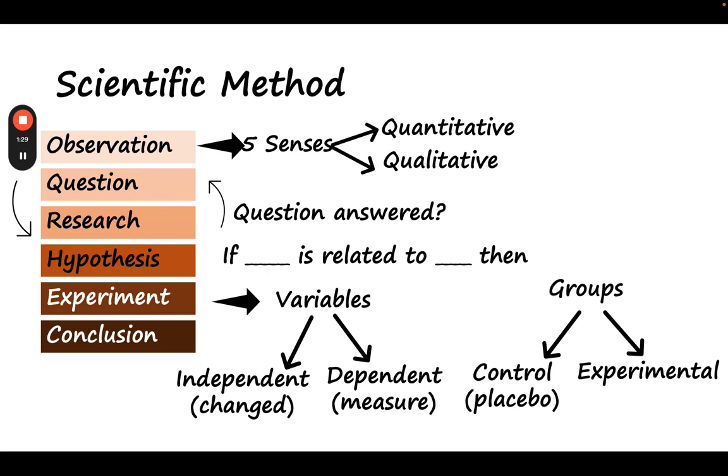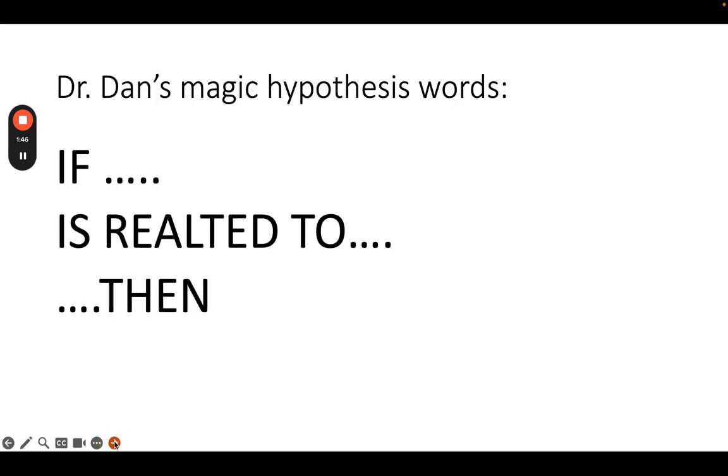You might divide your experiment into two groups, where you have a control group that gets a placebo, something that looks like the change, but it's not, and an experimental group, a group that actually experiences some changes that you're trying to investigate. When you're thinking about a hypothesis, try to use these words.